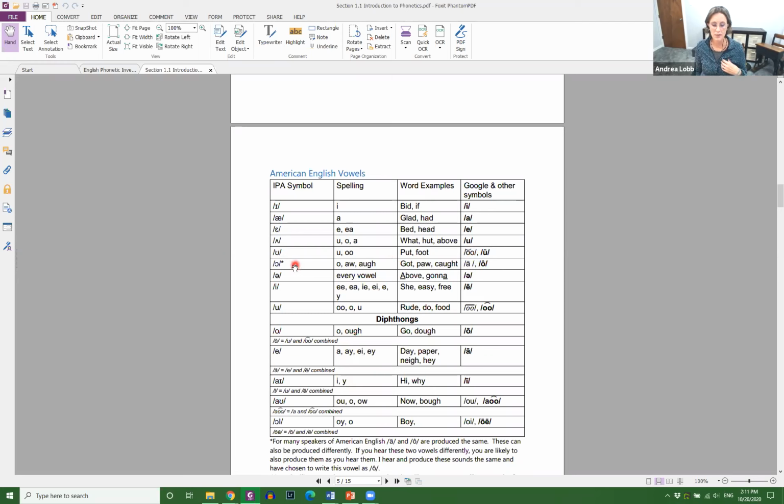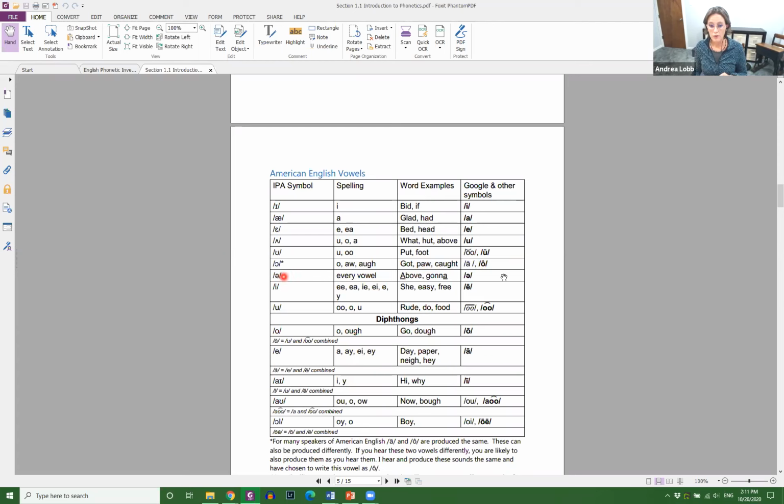The sound, in the IPA. And in Google, you're going to see it written with this letter A with the 2 dots over it. Again, I didn't have that function in my writing system with my keyboard, and so I tend to write it with this O with a little caret over the top. Got, paw, caught.